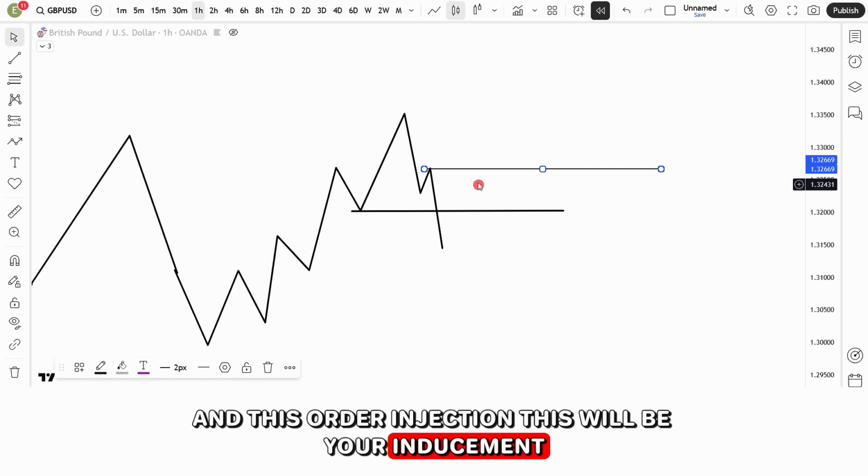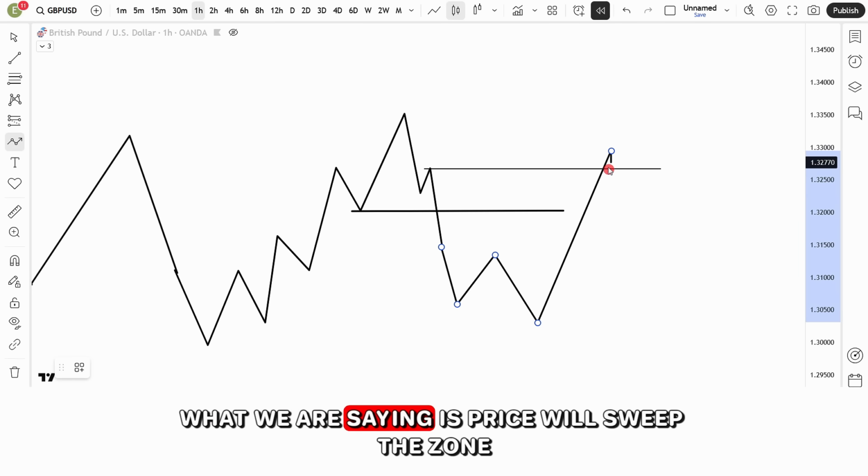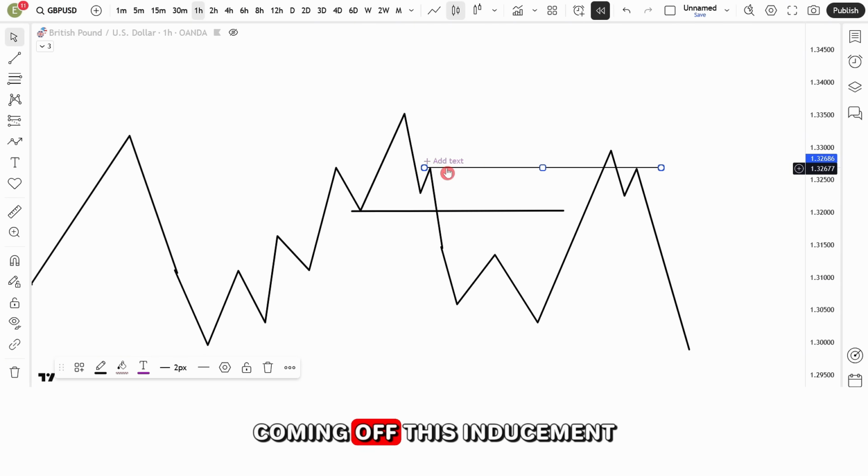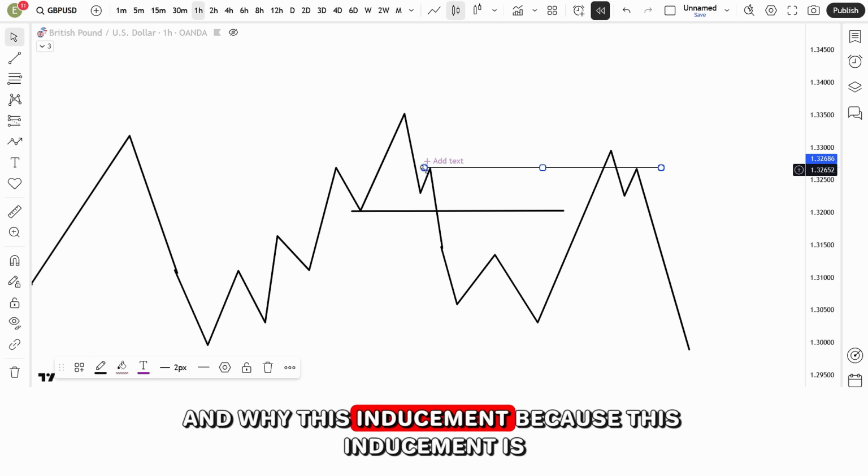Now, this is where it gets important, right? We're not saying that price is going to sweep the zone and drop and continue the trend. That doesn't really have to be the case. What we are saying is price will sweep the zone. For how long? I'm not sure. Nobody knows. It's the market. The market is going to do what the market wants to do. It could be a micro sweep like this, sweep that liquidity and change trend, or it could be a sweep and for price to continue the trend. Either way, what we're looking for is that liquidity sweep coming off this inducement. And why this inducement? Because this inducement is responsible for locking in that swing.